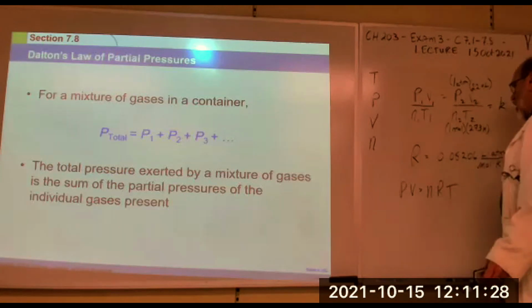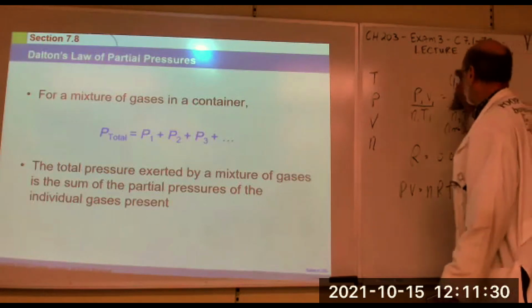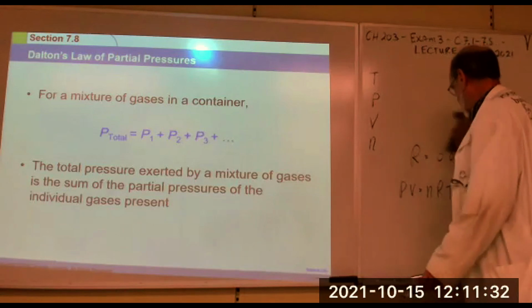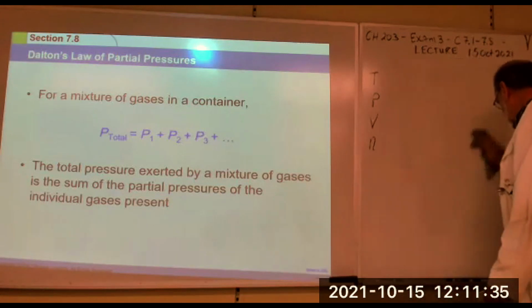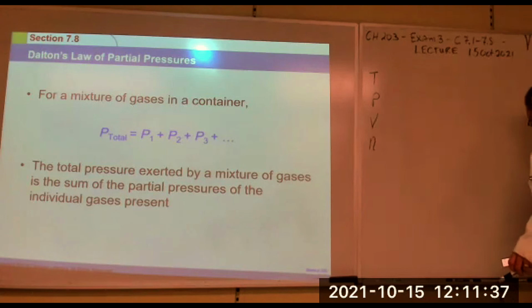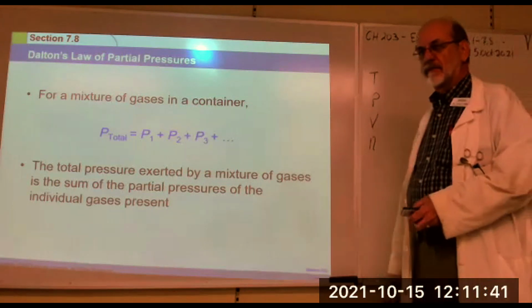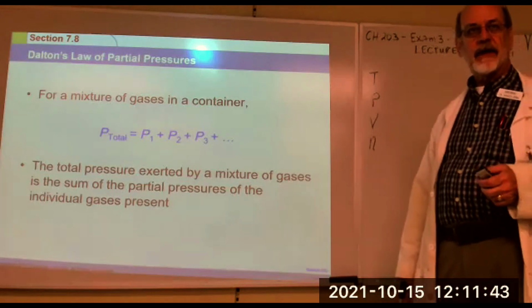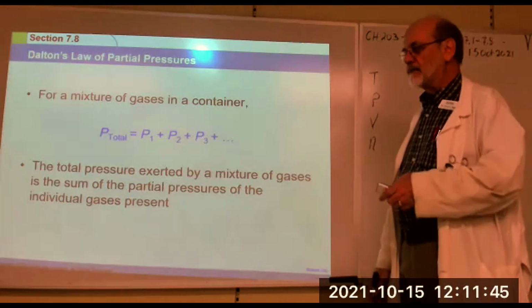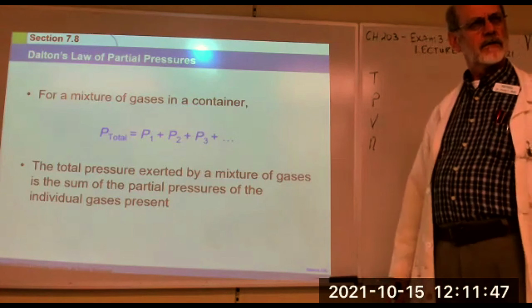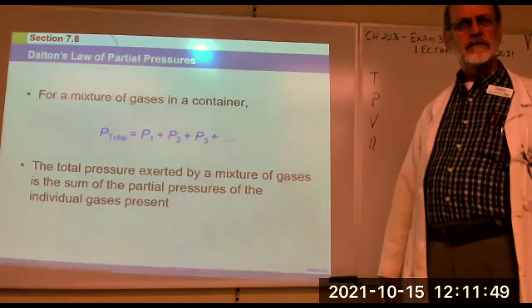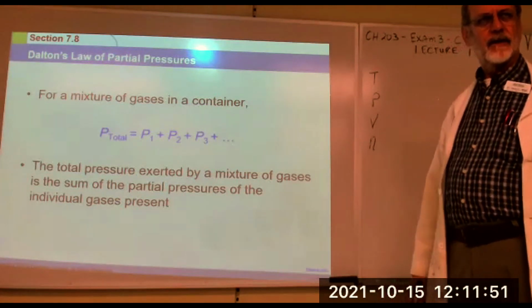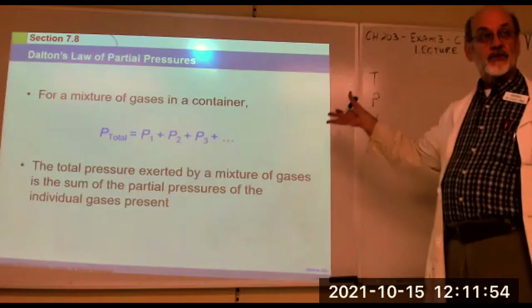Okay, last law. John Dalton. John Dalton was a British researcher. He did a bunch of things. In fact, he introduced the modern atomic theory, which we haven't got to yet, but, or did we? Did we do Dalton? I can't remember if we did him or not. Anyway, he also came up with this one.